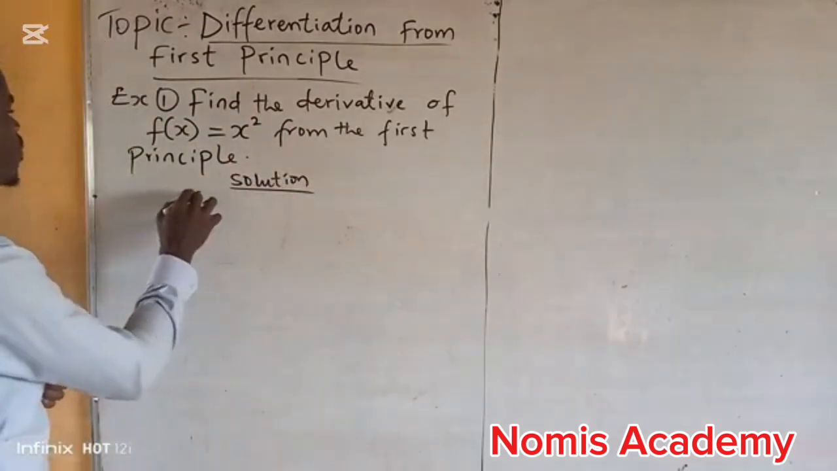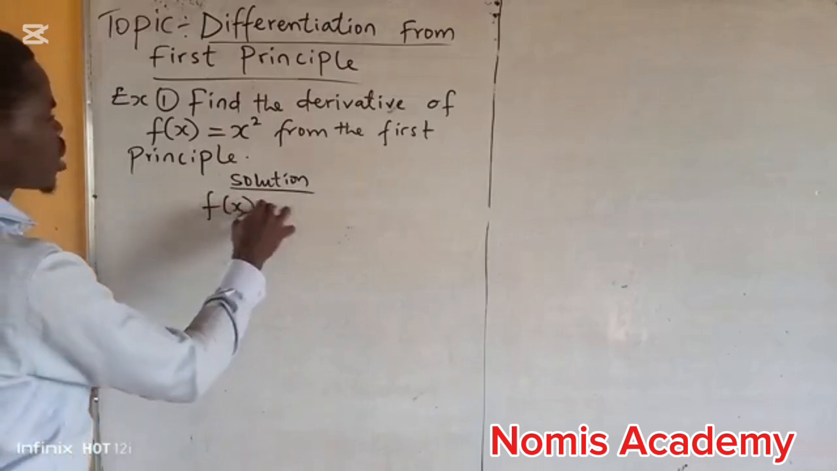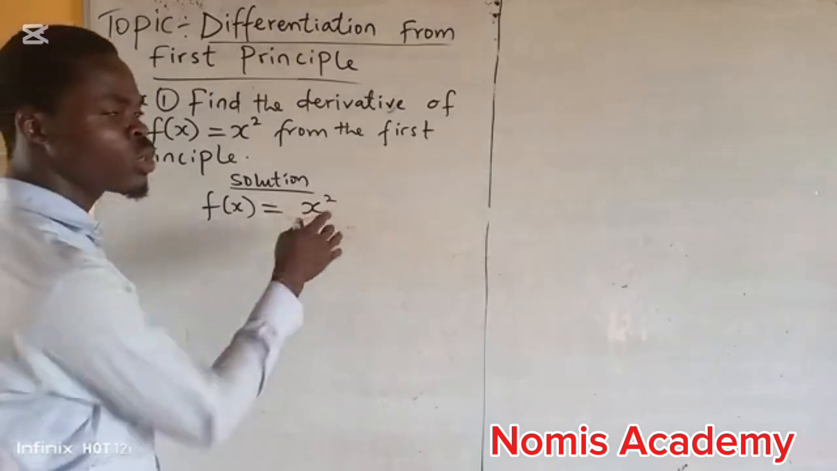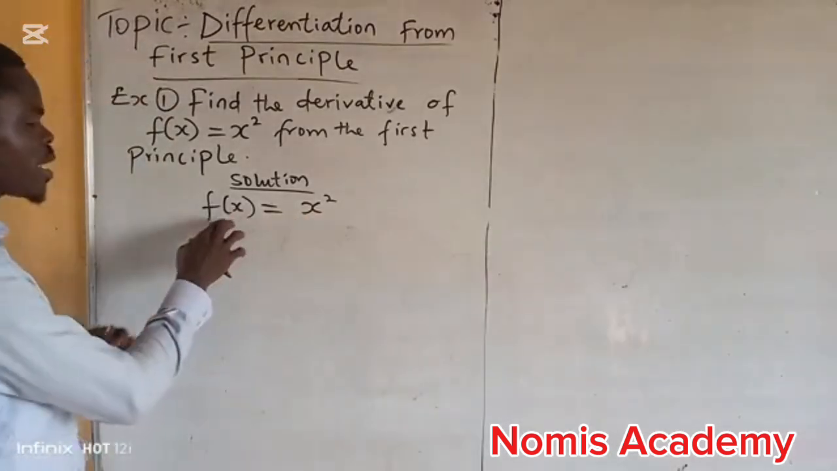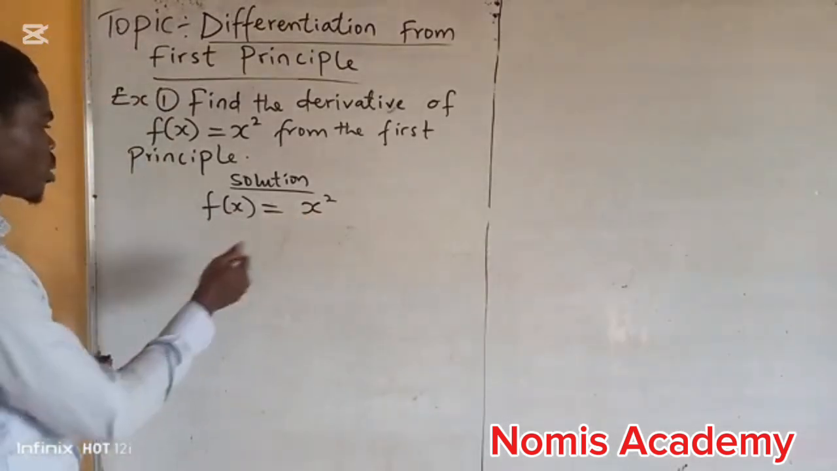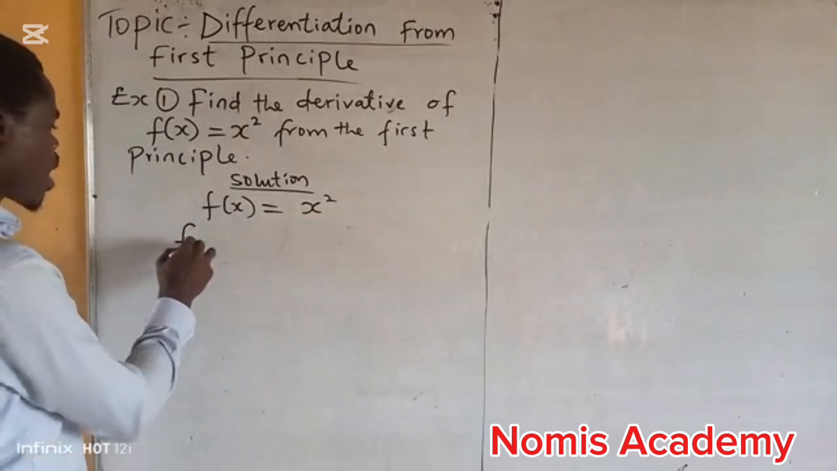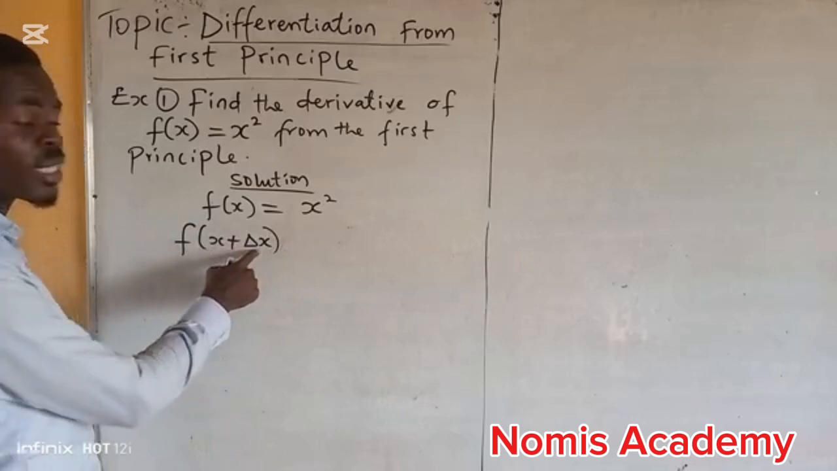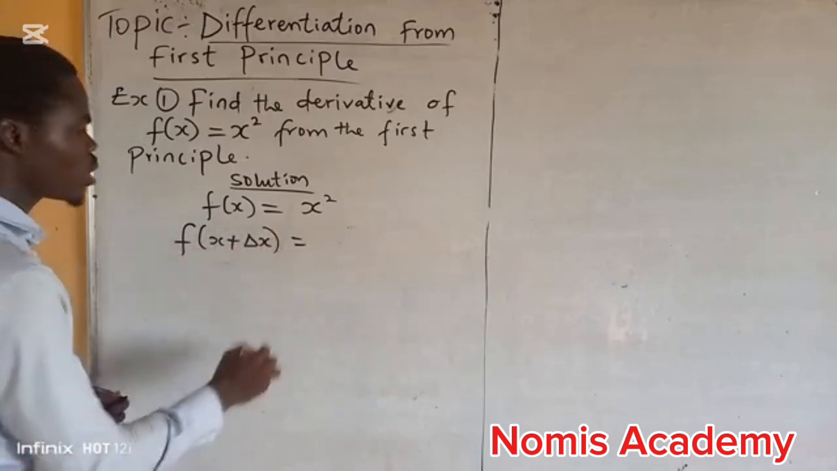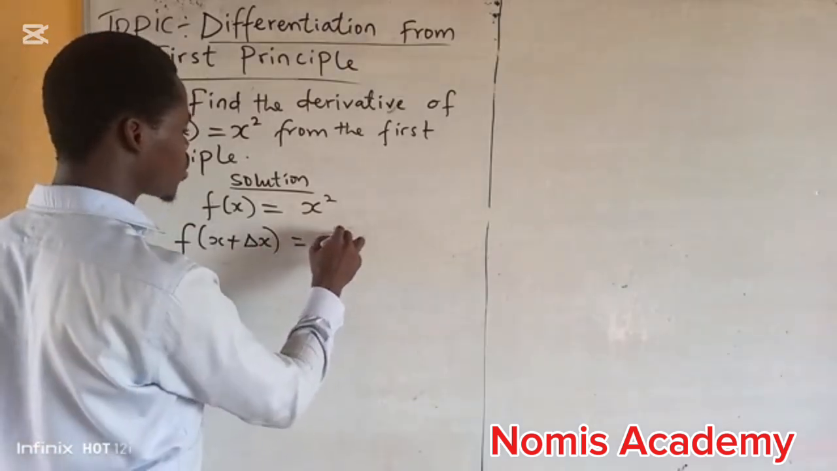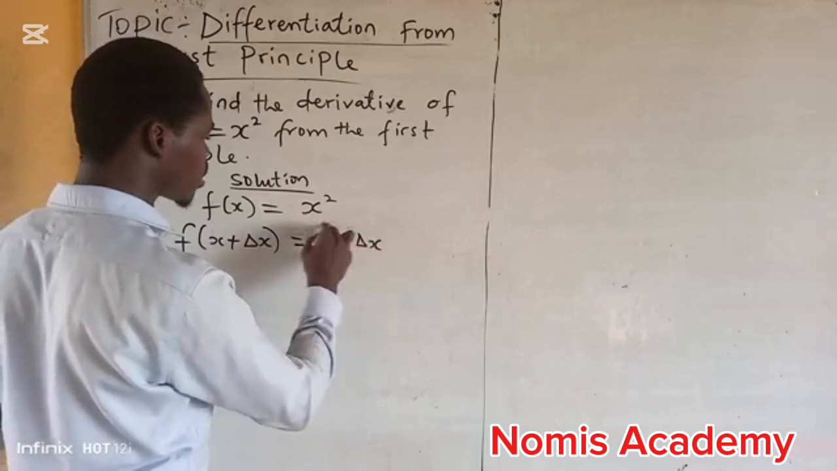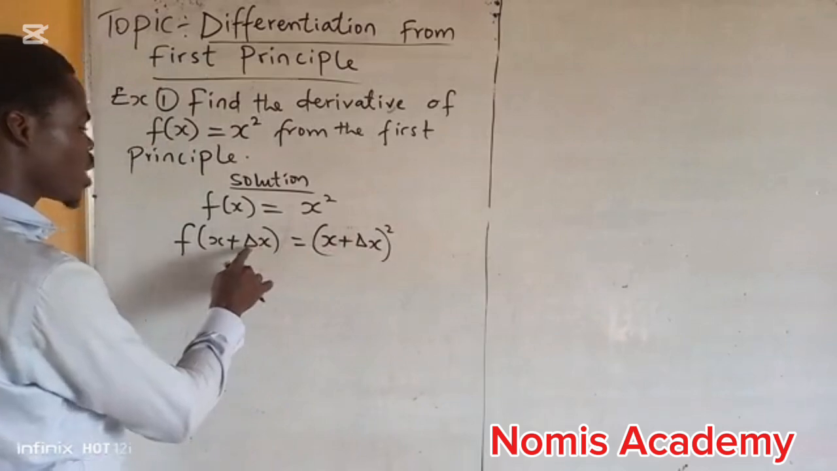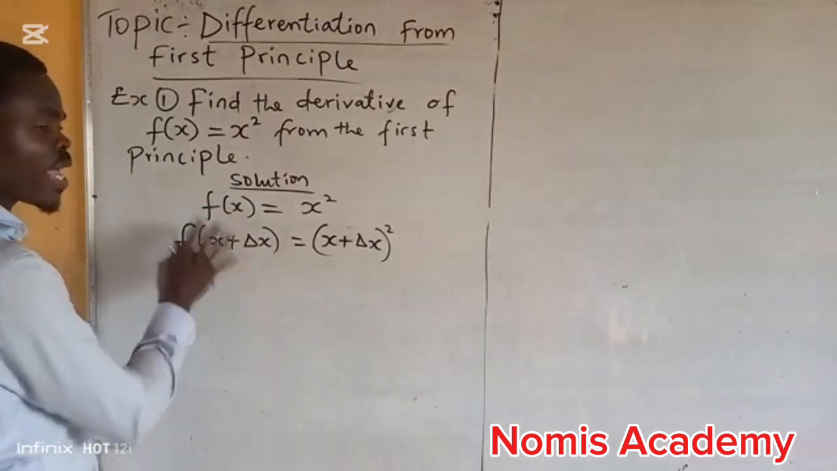We have f of x equal to x squared. Now, increment in x would definitely lead to an increment in f of x. So that will be in this form, f of x plus delta x. Delta x is the increment, and that will give us x plus delta x squared. So increment in x would definitely lead to increment in f of x.